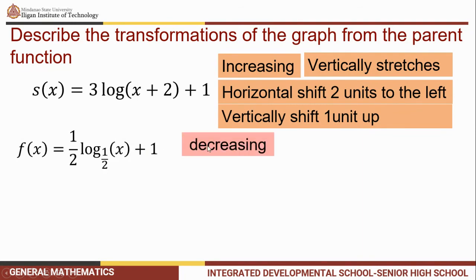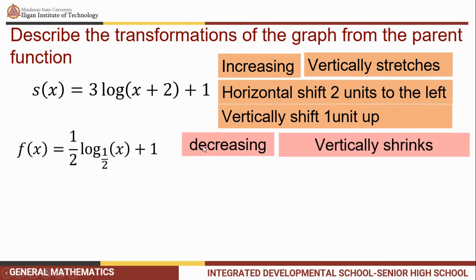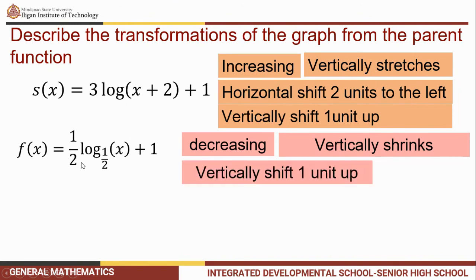For function f, we have 1/2 multiplied by log with base 1/2 of x plus 1. In this case, we have decreasing. It is because our base here is between 0 and 1. We notice that there will be vertical shrinking kasi yung a natin is between 0 and 1, which is equal to 1/2. And we notice that there would be vertical shift of 1 unit up because we have here plus 1.